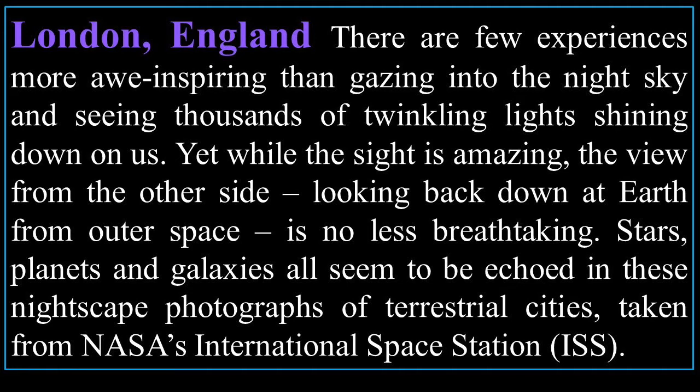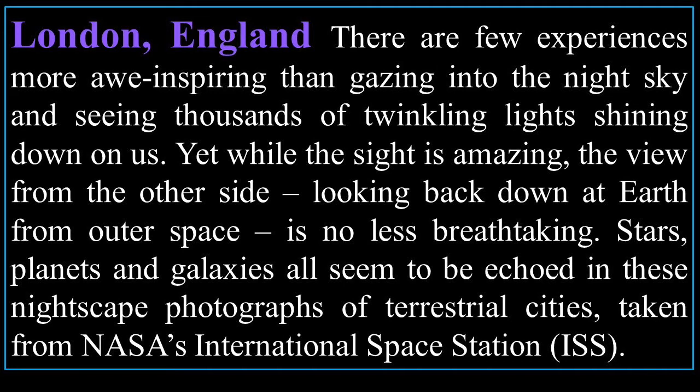I pulled some additional material, some examples of this type of lighting. In London, England, for instance, there are few experiences more awe-inspiring than gazing into the night sky and seeing thousands of twinkling lights shining down on us, looking at the stars. Yet while the sight is amazing, the view from the other side, looking back down to Earth from outer space, is no less breathtaking. Stars, planets, and galaxies all seem to be echoed in these nightscape photographs of terrestrial cities taken from NASA's International Space Station, ISS.